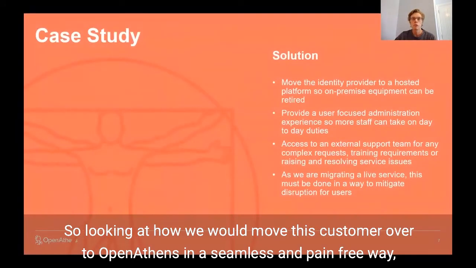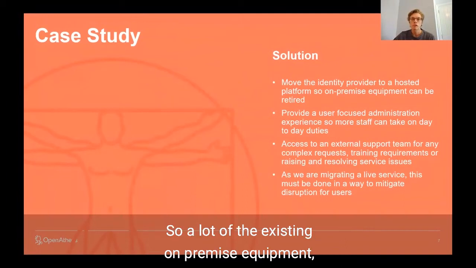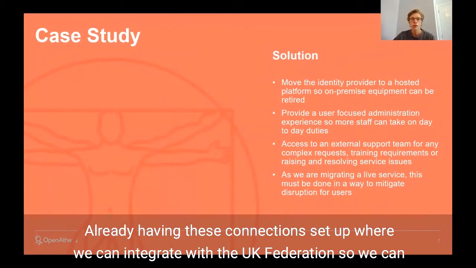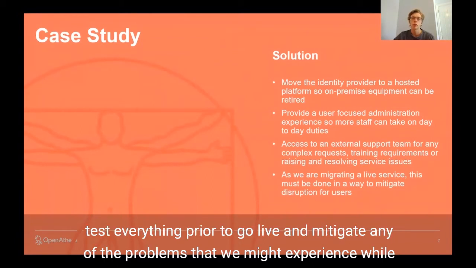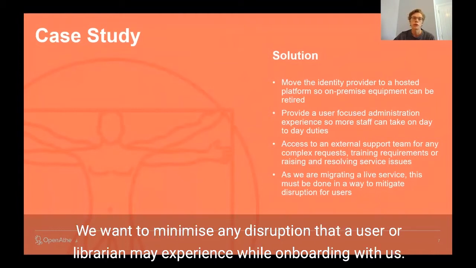So looking at how we would move this customer over to OpenAthens in a seamless and pain-free way, we integrate with multiple federations and manage our own proxy service. So a lot of the existing on-premise equipment, we can mimic the functions of that and switch the connections one by one. And already having these connections set up where we can integrate with the UK Federation means we can test everything prior to go live and mitigate any of the problems that we might experience while doing so. And especially during such a crucial time for online learning, we want to minimize any disruption that a user or librarian may experience while onboarding with us.